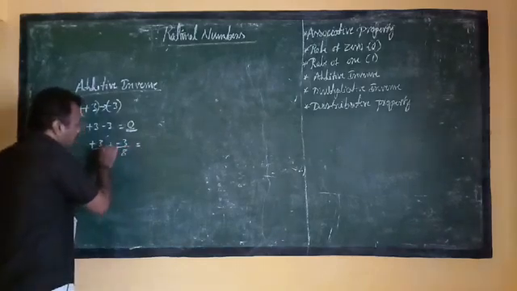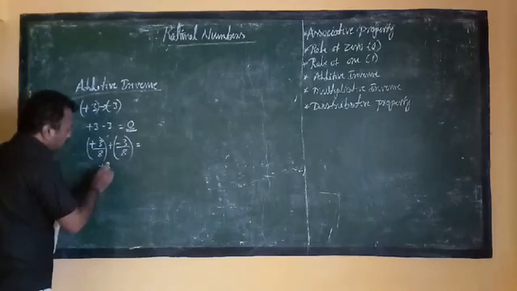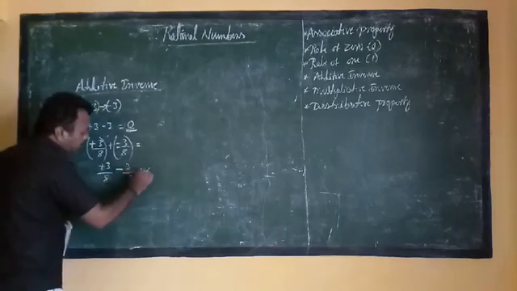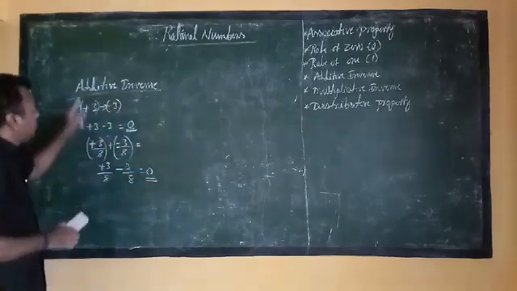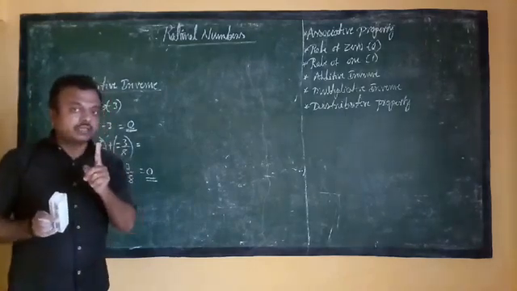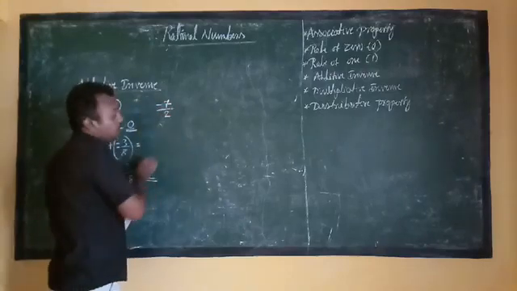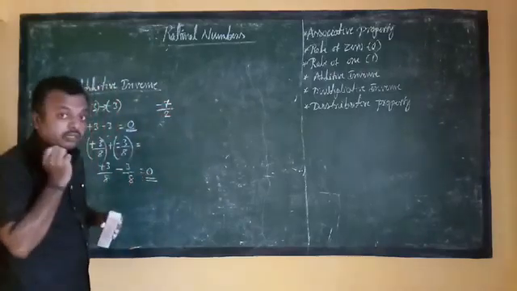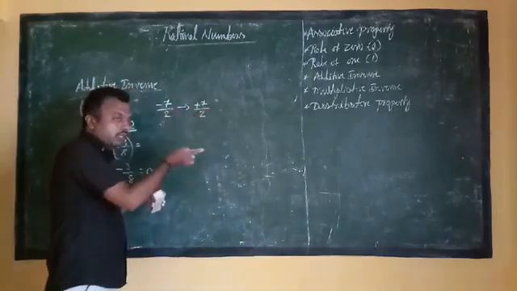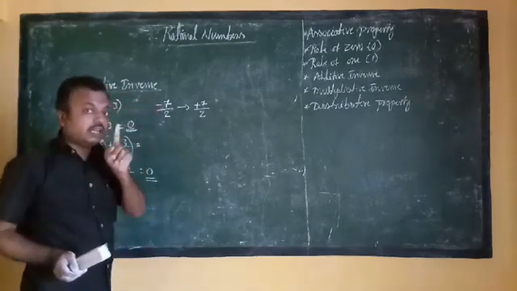So if you add 3 by 8 plus minus 3 by 8, it becomes 0. Therefore, in the additive inverse, only the sign changes. Correct? See students, minus 7 by 2. What is the additive inverse of minus 7 by 2? Plus 7 by 2. Minus becomes plus, plus becomes minus, but the numerator and denominator do not change in the additive inverse.